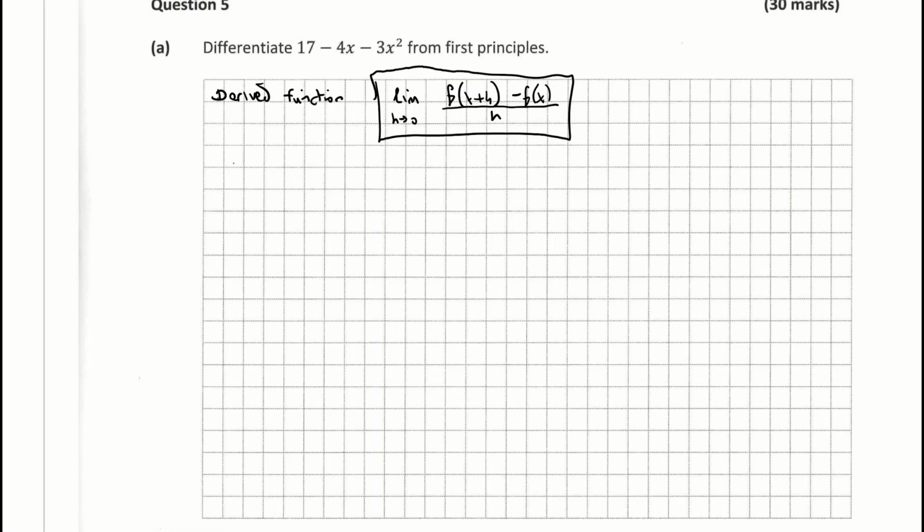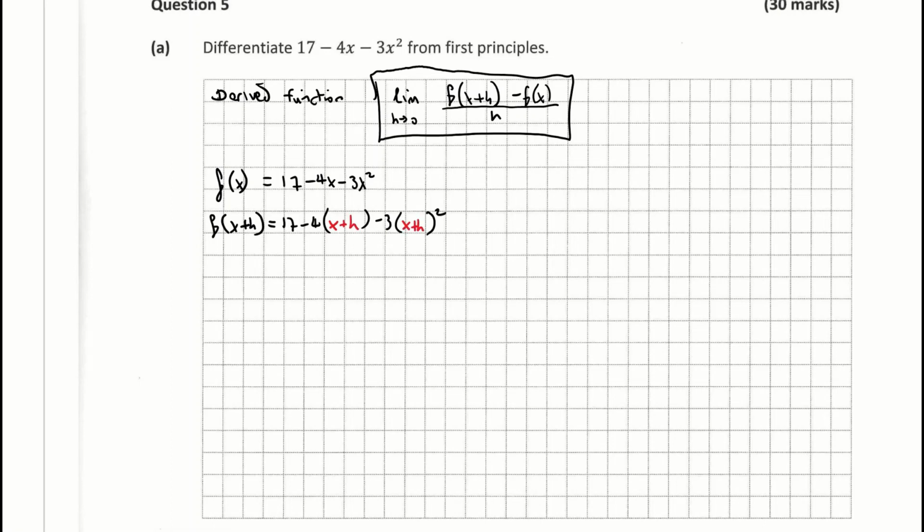And the function that we're given in the question, let's call it f of x. We can call it y or f of x. So I'm calling it f of x is equal to 17 minus 4x minus 3x squared. And I'm now going to do f of x plus h. So that basically just involves a little bit of substitution. Everywhere I have an x, I'm going to sub in x plus h. So that's all that's happening there.